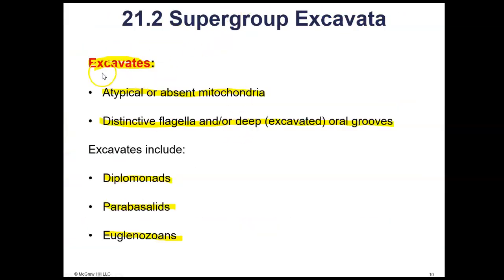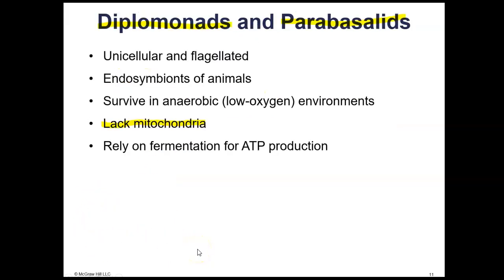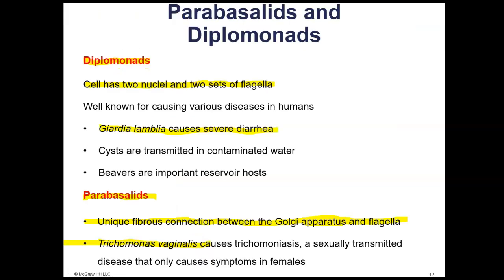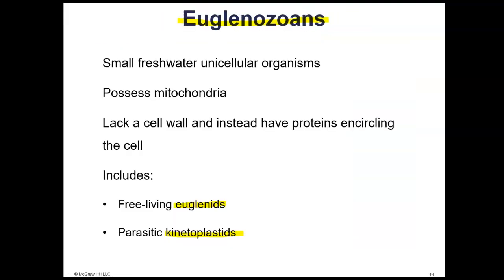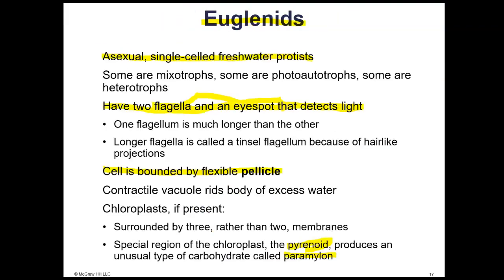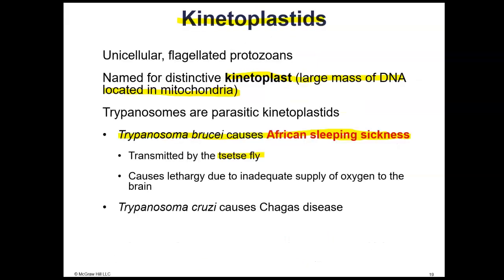Okay, the supergroup excavata contains the diplomonads, parabasalids, and euglenozoans. From the diplomonads, the example that I want you to know is Giardia. From the parabasalids, I want you to know the Trichomonas vaginalis. And from the euglenozoans, I want you to know the kinetoplastid and the euglena. So here's the euglena and the trypanosoma. Just remember trypanosoma is fine.